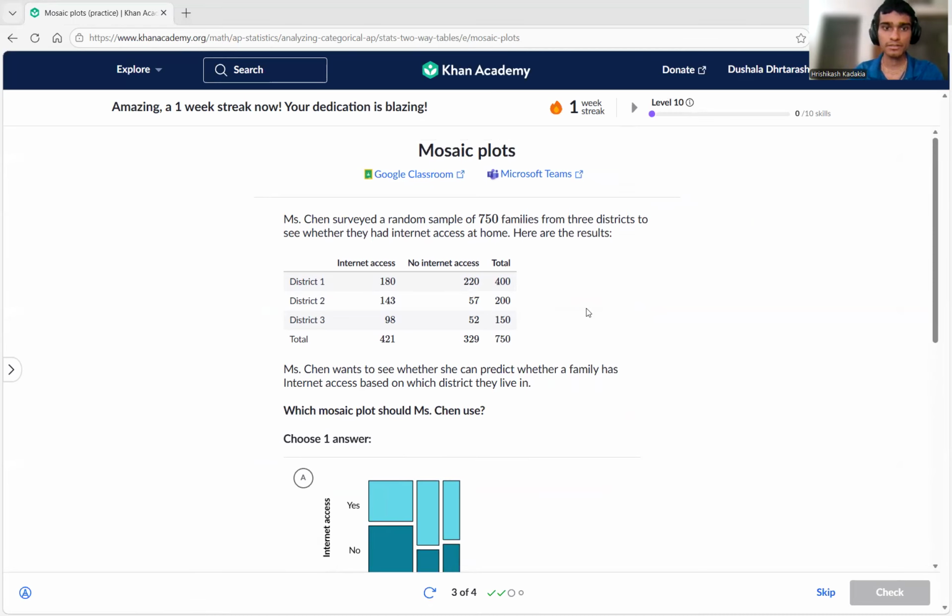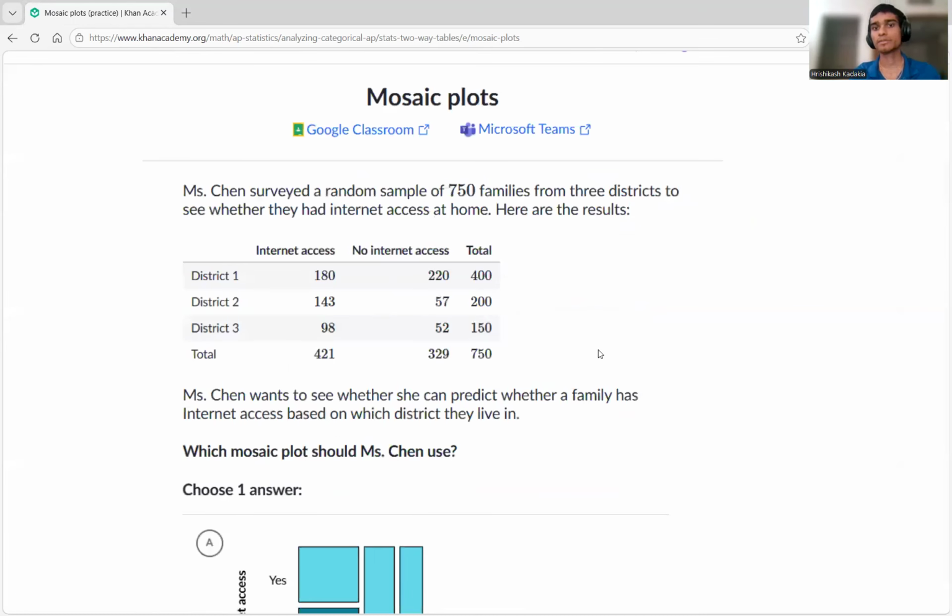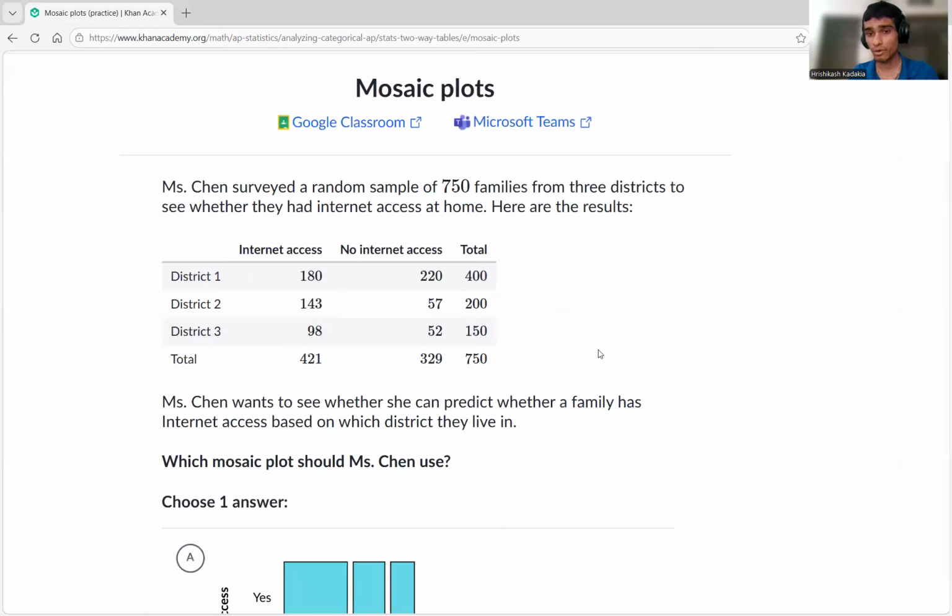Now if you see here, Mrs. Chen is surveying a sample of 150 families from three districts to see whether they have internet access at home. Here are the results. So district one, district two, district three. Three districts are there: 400 from district one, 200 from district two, 350 from district three. So the bulk of them are from district one. And how many have internet access we can just see.